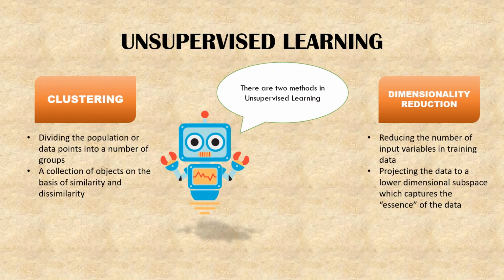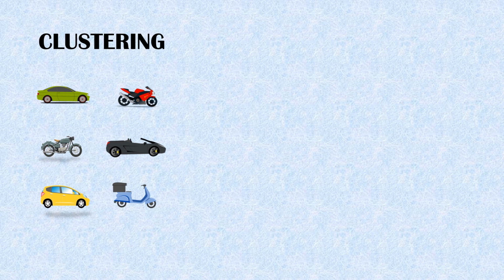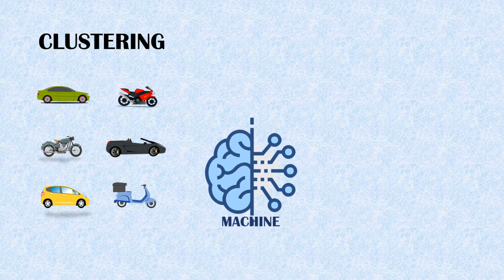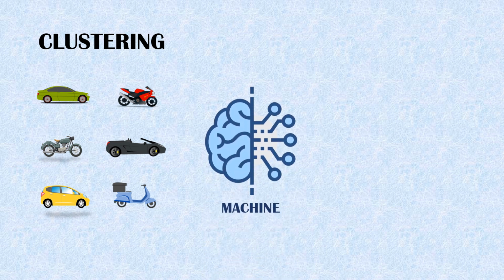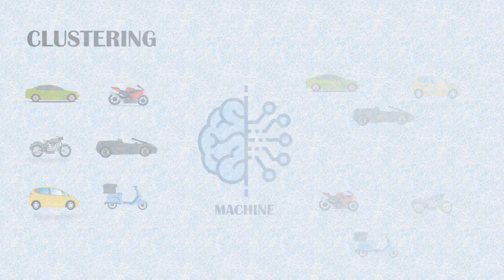Unsupervised learning. There are 2 methods in unsupervised learning, which are clustering and dimensionality reduction. Here's an example of clustering. When a group of data consisting of cars and motorcycles is inserted into the machine, it will translate the data and separate them into clusters according to their similarity or features. For dimensionality reduction, the number of input variables in a dataset is reduced.